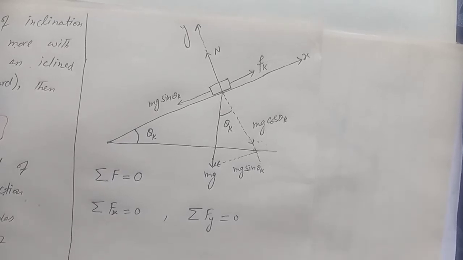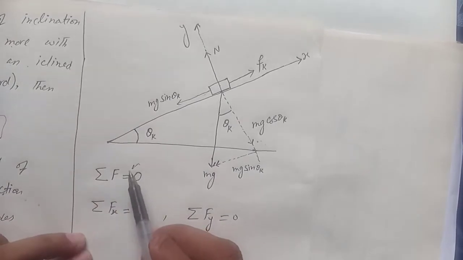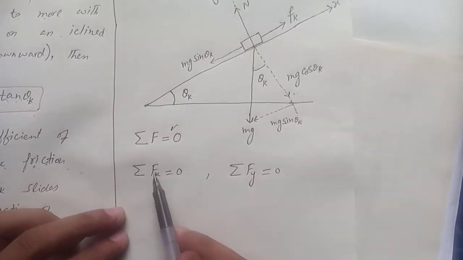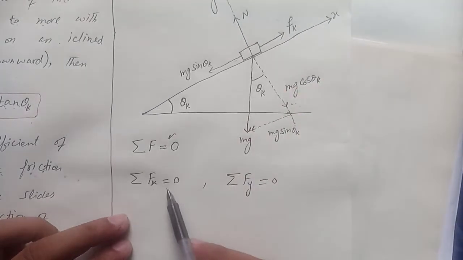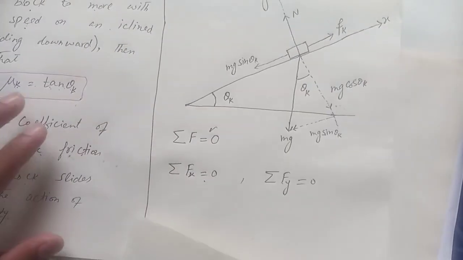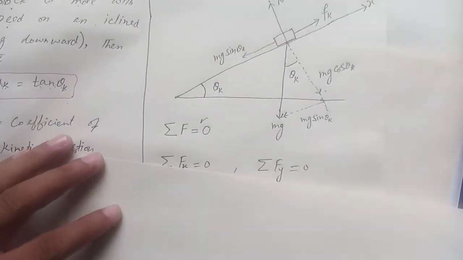As the block is moving with constant speed, the net force is zero, and if we resolve the force into x and y components, the sum of forces along the x-axis is zero and the sum of forces along the y-axis is also zero. Using these conditions, we can get our required result.